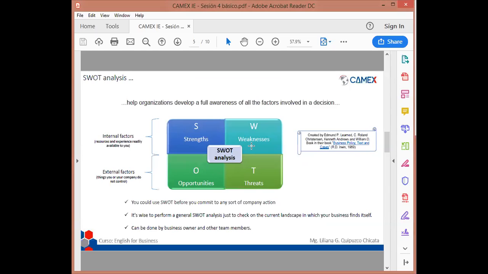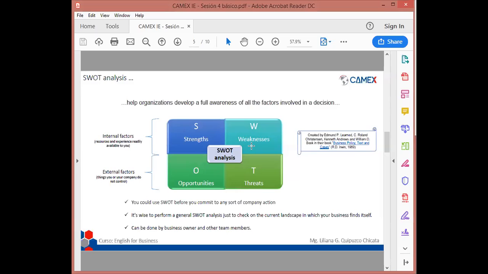Okay. Now also, it is really wise not only to make a SWOT analysis before taking any kind of decision, but also from time to time to check the current landscape of your business and how your business is right now. And finally, a SWOT analysis can be done not only by the business owner, but also by other team members.